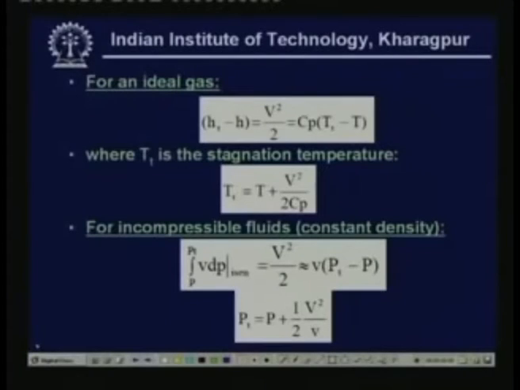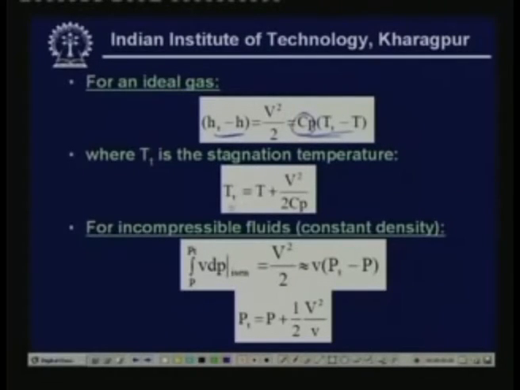For an ideal gas, you can have assumptions. For an ideal gas, you can write Ht minus H. As you know, the enthalpies of an ideal gas depend only on temperature. So, Ht minus H can be written as Cp into Tt minus T, where Tt is the stagnation temperature and T is the static temperature. Here we are assuming that the Cp is constant, or you are using a constant average specific heat. Okay. So, you can write Ht minus H as Cp into Tt minus T, and this, as you know, is equal to V square by 2.